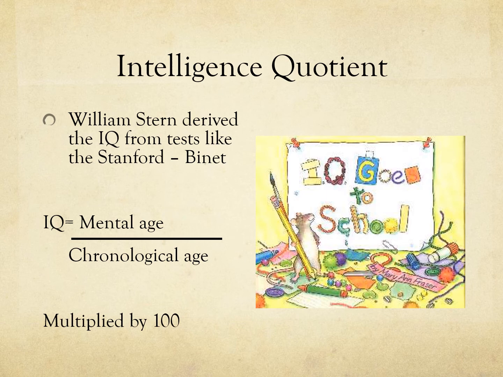We talked about this a little bit earlier, the intelligence quotient, right? So William Stern derived the IQ from tests like the Stanford-Binet test. And to get this, you take your mental age, divide by your chronological age, and then you multiply it by 100, and that is your IQ score.